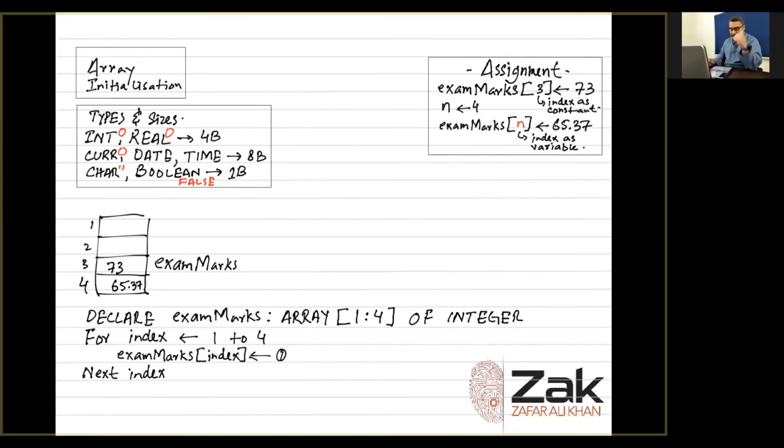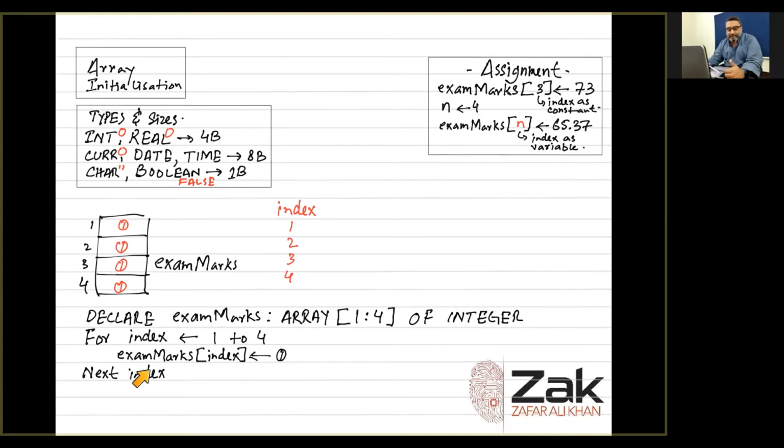Now, for this array, which is the exam marks array, we will run this For Next loop. As we discussed, For Next is the best loop. So this for would go from lower bound to upper bound, from 1 to 4. So in the first go of this loop, the index will be 1. So exam marks 1 will become 0. Then the next index will become 2. Then this would become 0.